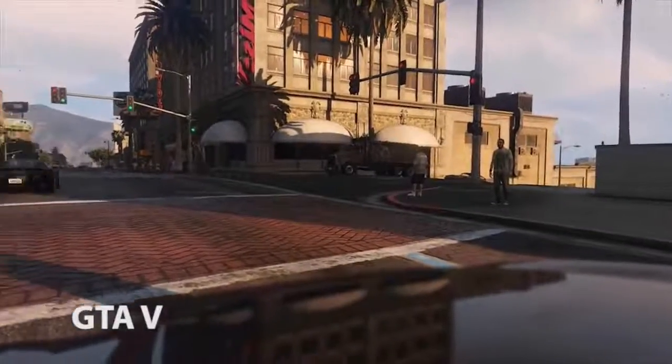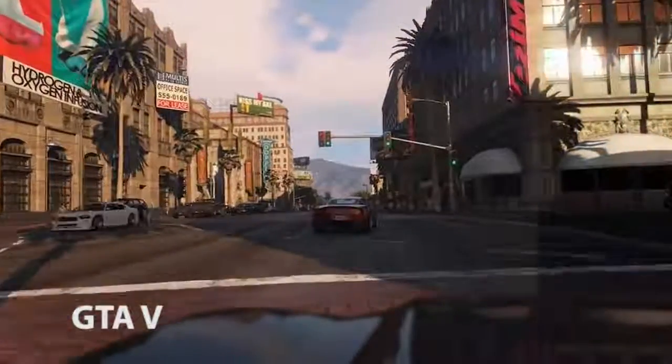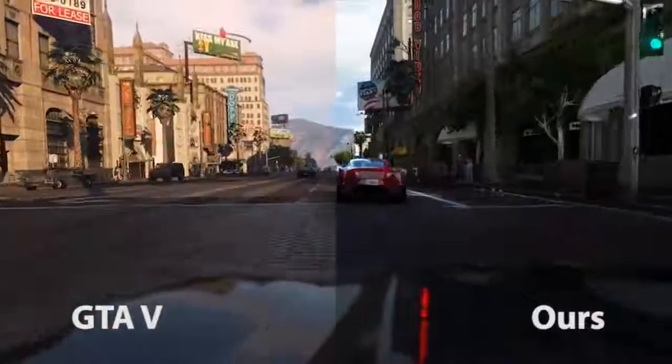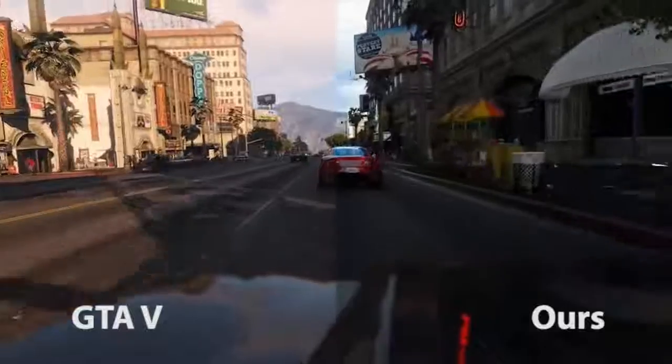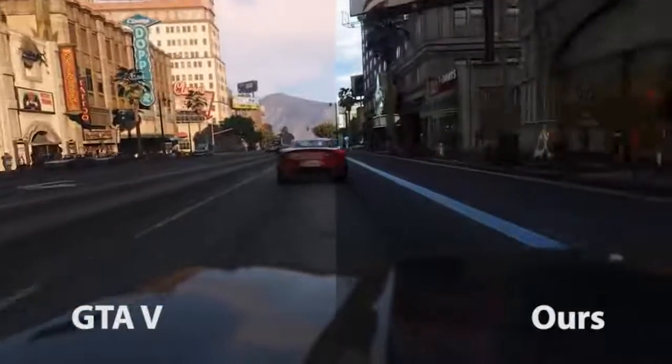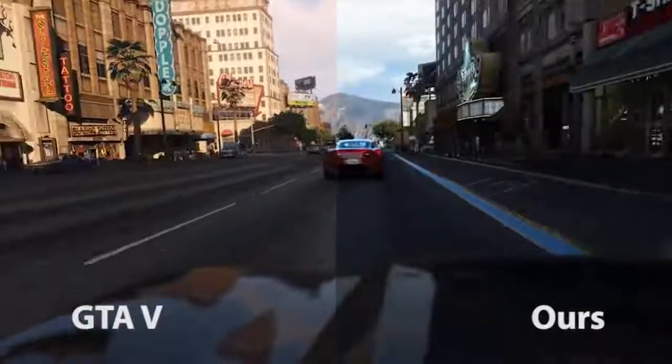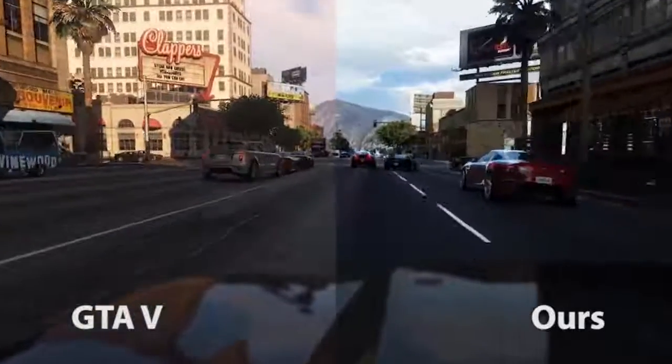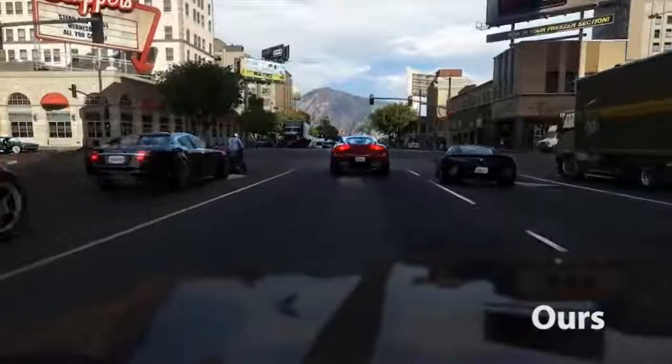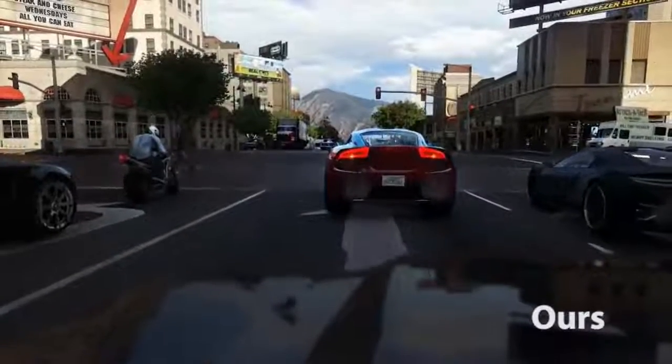Finally, let us look at GTA again. And here's our method trained on the Mapillary Vistas dataset. Vistas features diverse images from around the world recorded with different types of cameras. Our method captures the style of this dataset with its vibrant colors while keeping the semantic and geometric content of the underlying game.